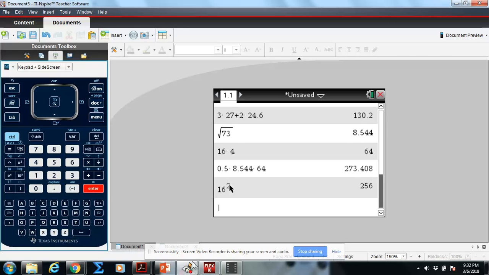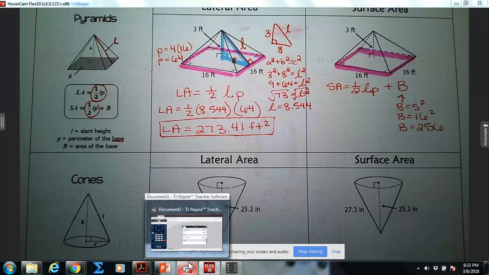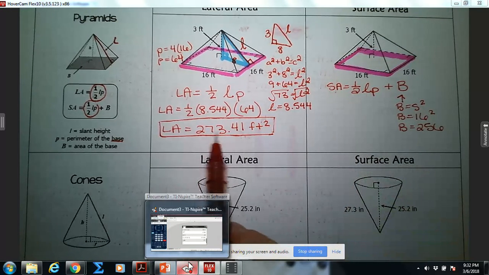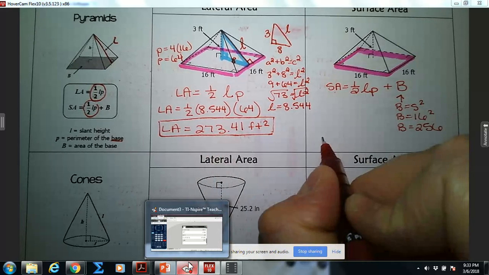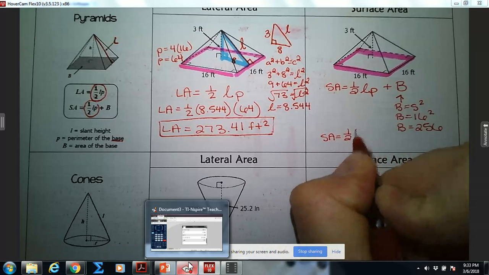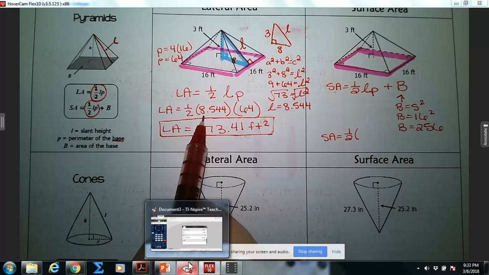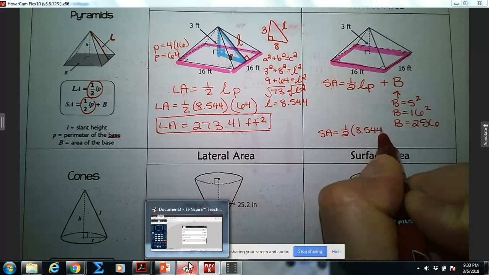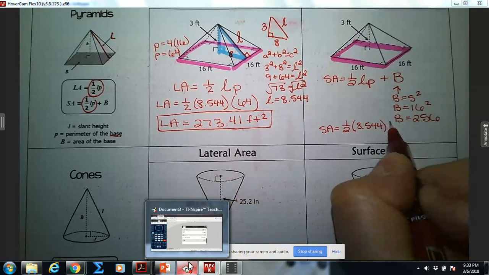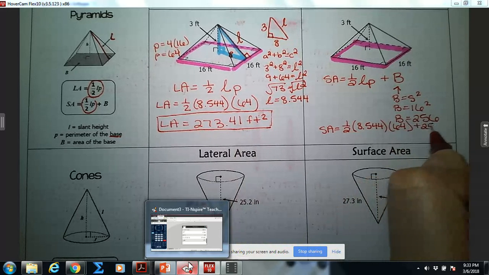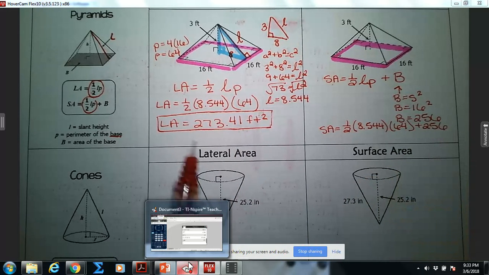So I should have everything I need now to fulfill this whole formula. We've already gotten the 1/2 LP. We already have that result. Okay, if you want to type it all in one big line, it would be 1/2 times the slanted height of 8.544 times the perimeter of 64 plus the base area 256. You could also just add these two values together.